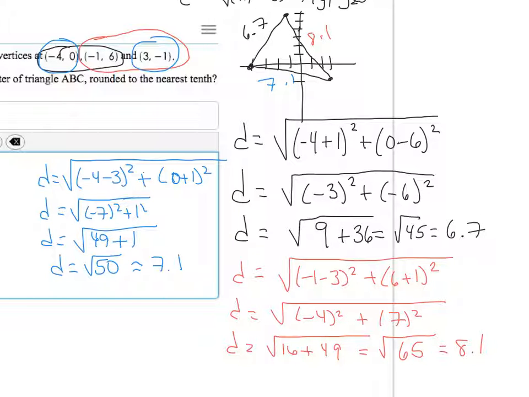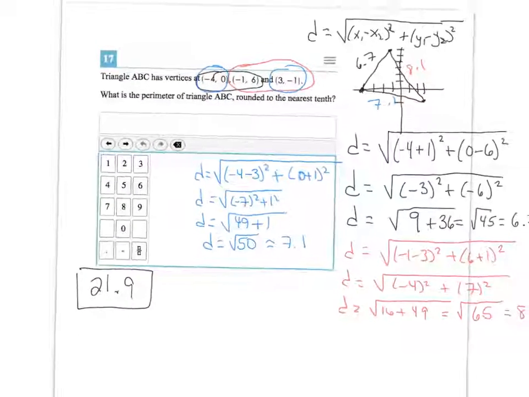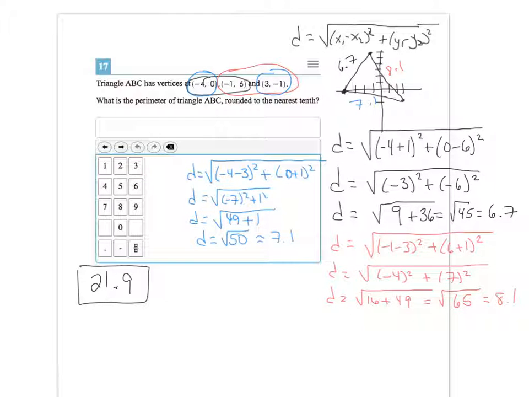So now I've got the length of each side of this triangle, so I'll just add them up. 7.1 plus 8.1 plus 6.7 is going to give me a total perimeter of 21.9. 21.9 units for my perimeter. So hopefully you found this review helpful as we do our final preparations to take our air test.